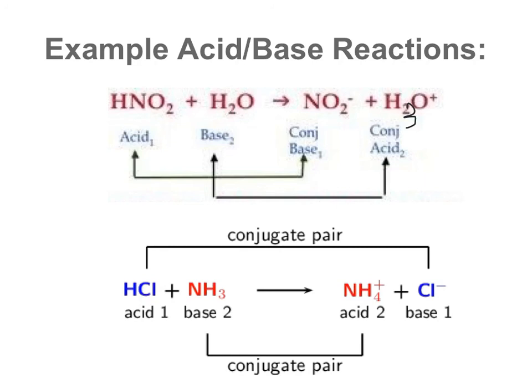Down at the bottom, this is again hydrochloric acid and ammonia. Hydrochloric acid will create hydrogen and chloride. Ammonia is just ammonia. With hydrochloric acid creating that hydrogen, it would transfer it over to the ammonia. So that makes the ammonia the conjugate acid, and the chloride is the conjugate base.